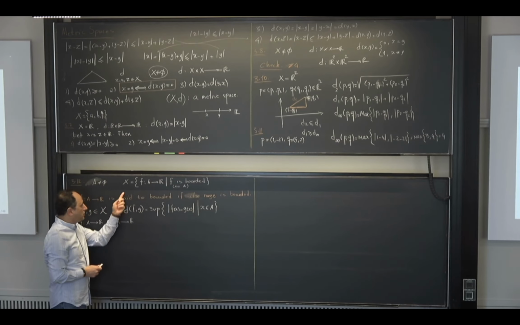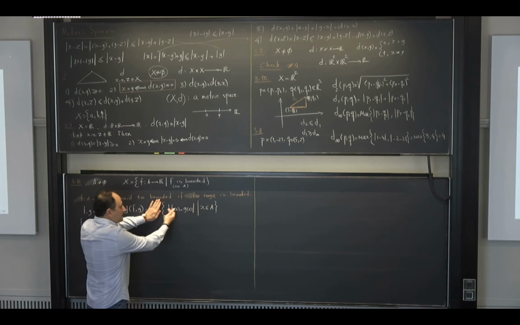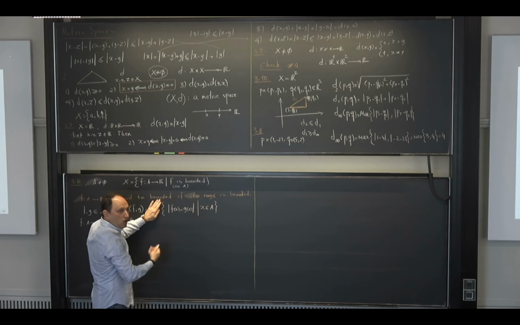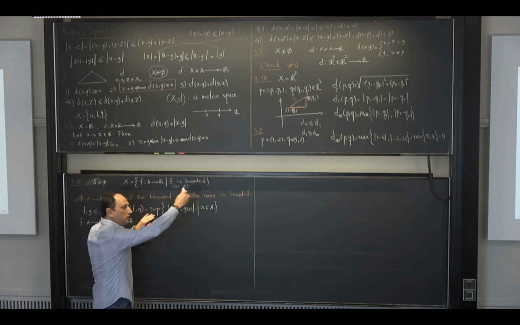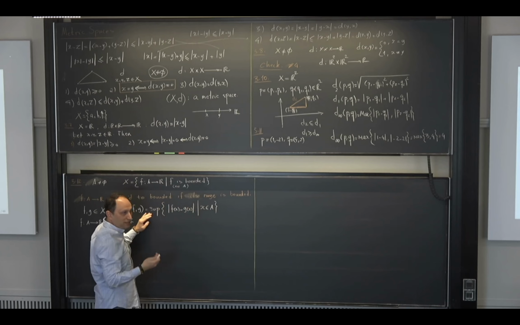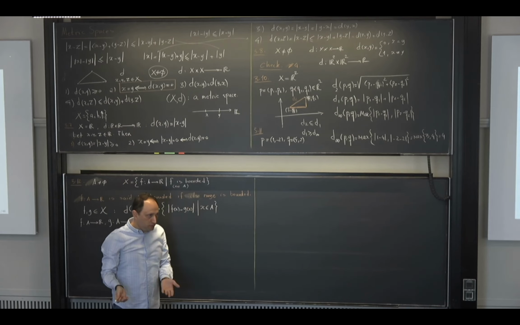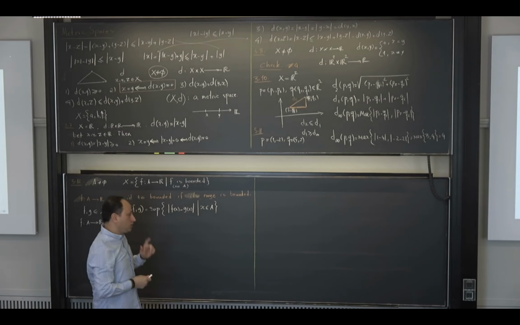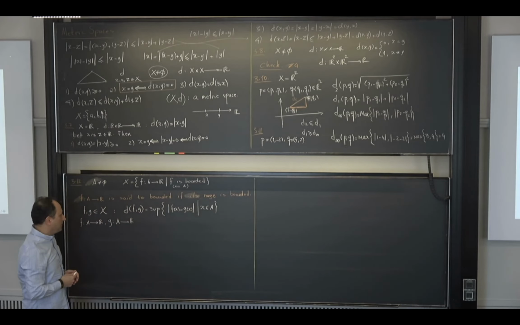So we want to show that this is a metric on X. What should I show first? I have to show that these are non-negative for any f and g chosen from there. Do you agree with that? Because this set is a set of non-negative numbers, and the supremum is the smallest upper bound. So it is clear that the smallest upper bound cannot be negative. Is that right? So the non-negativity is done.